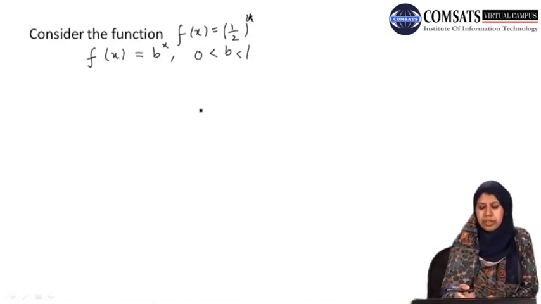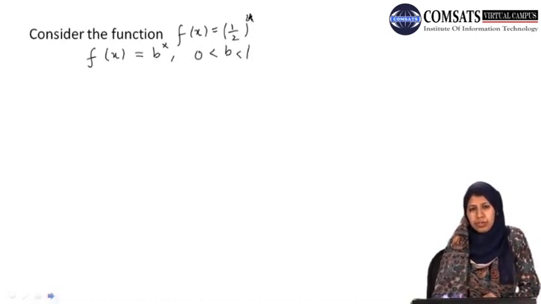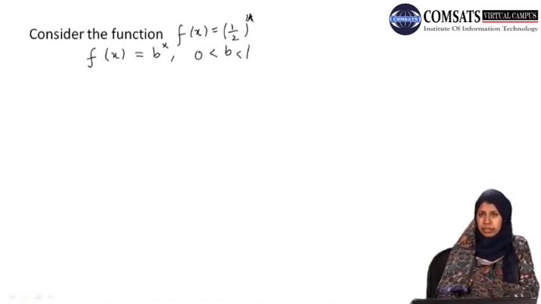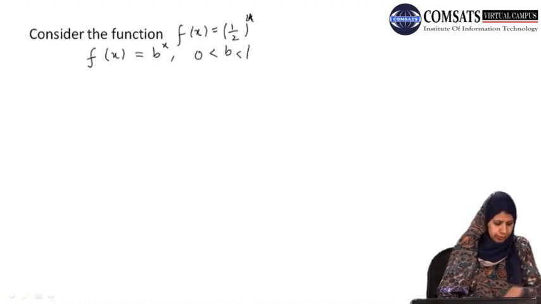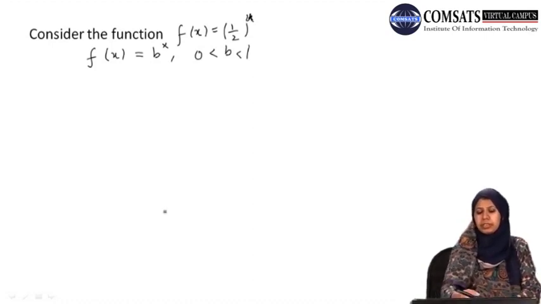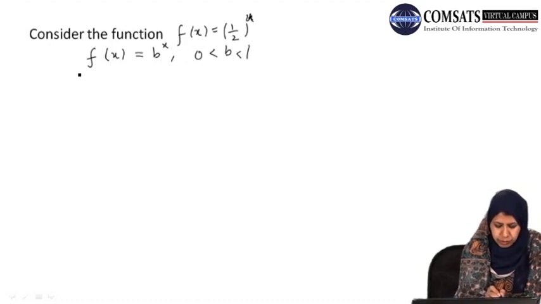For example, if b is equal to 0.5, then what will be the behavior of such exponential functions? Will it be the same as when b is greater than 1 or somewhat different? For this, we first have to find the graph of this function to see how similar this function is to the case when b is greater than 1. And to find the graph, we have to take some values of x and the corresponding values of f of x.